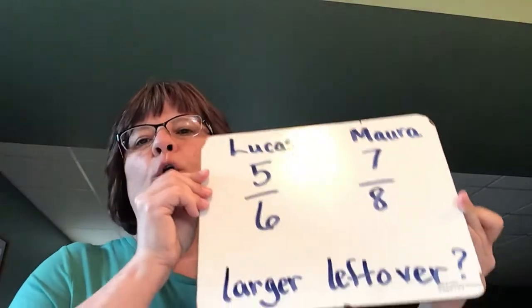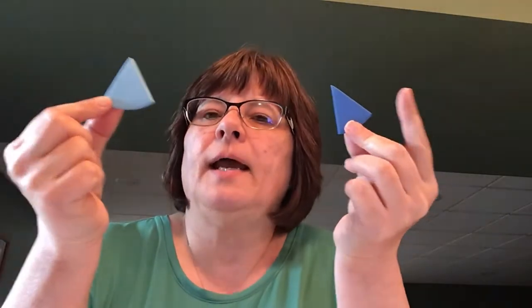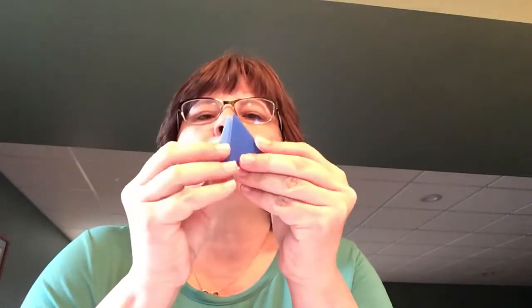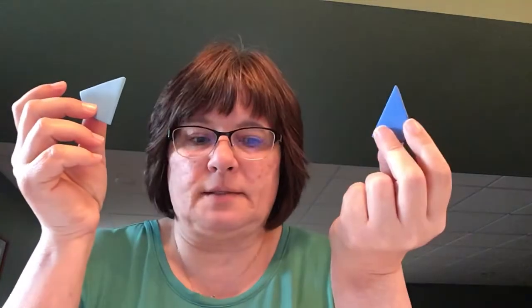And it says she ate 7/8. So we're going to take 7 of them off and pretend she ate them. 1, 2, 3, 4, 5, 6, 7. This is the leftover piece. Now, remember our question was, who has the larger leftover? So we take Lucas's leftover and we compare it to Mara's leftover. And it tells us that Lucas's piece is bigger than Mara's.